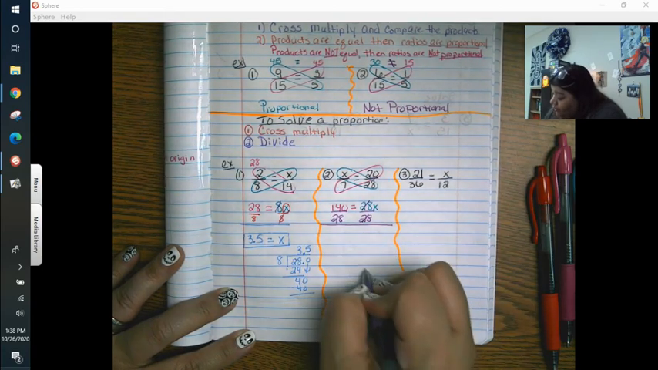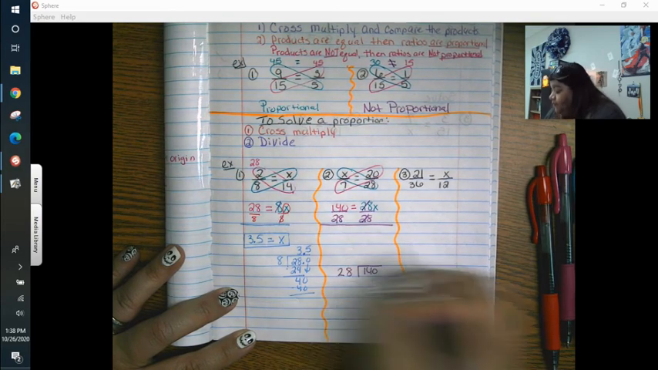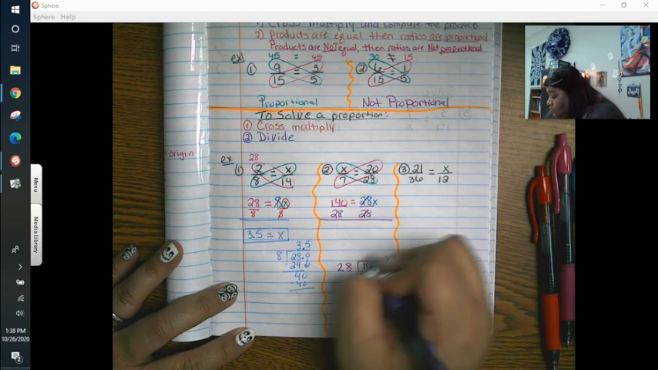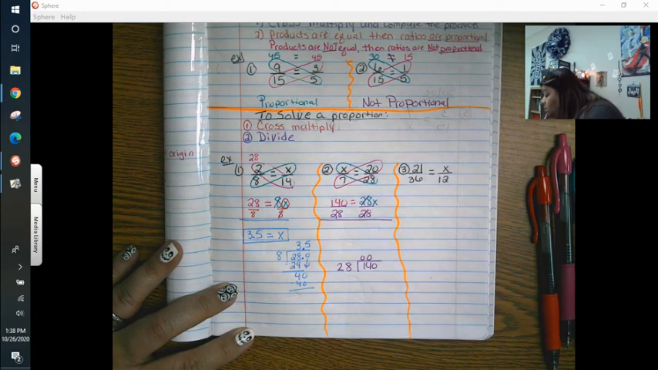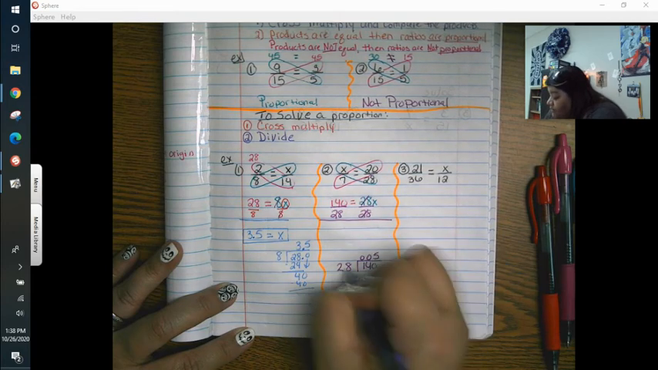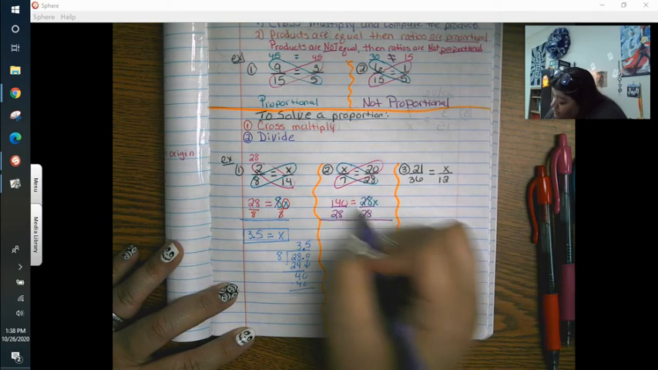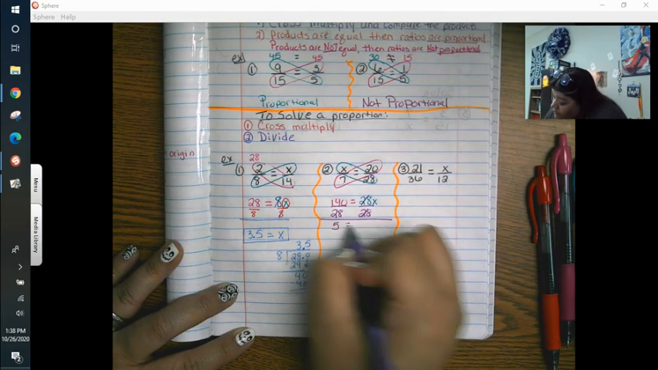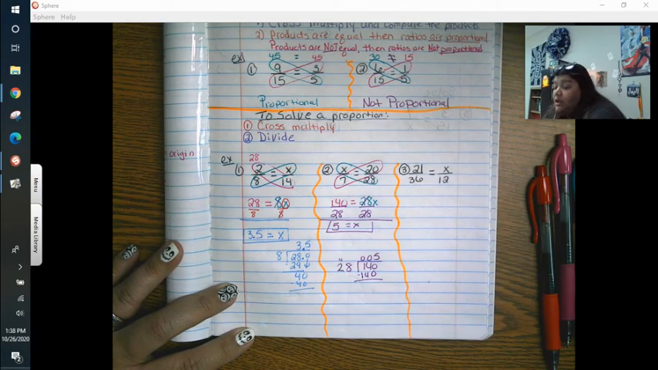So let's do the math. 140 divided by 28. 28 goes into 140... I think this is 5. 5 times 8 is 40. Perfect. So 5 is equal to x. So 5 belongs right here. Okay. I'll show you an even shorter shortcut in a little bit.